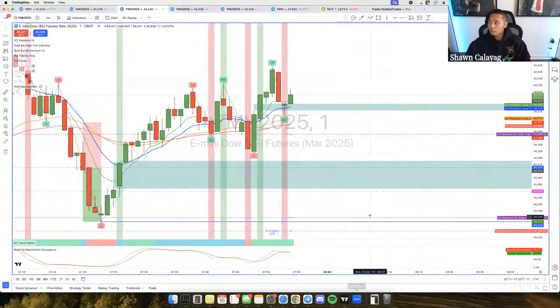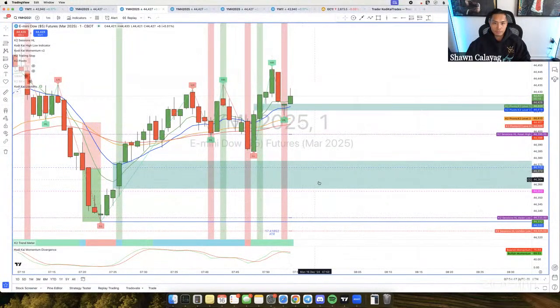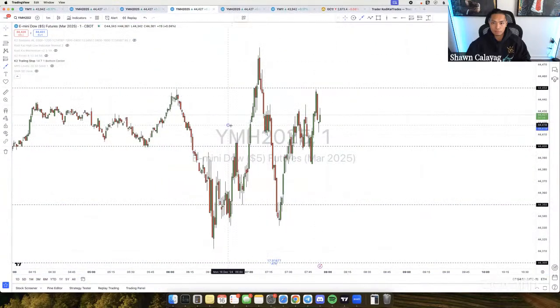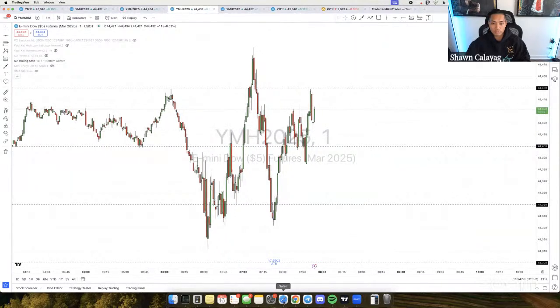So, all right, guys, I think that's going to be it for today. As you guys can see, there's not really much going on. Price is going sideways right here, right down the middle. And it's probably best to just sit out of the market for the day, unless we have some sort of catalyst to push price around.